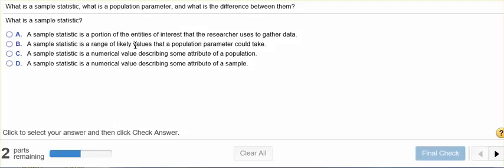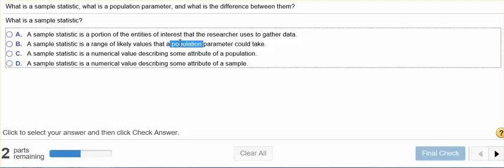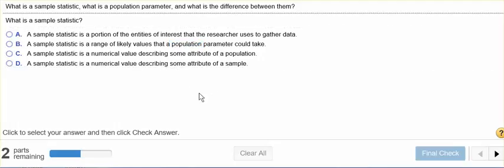Is it a portion of entities of interest that the researcher uses to gather data? Is it a range of likely values that a population parameter could take? And first of all, I'm going to eliminate this one because this talks about populations and we are talking about samples. So they're two different animals. So we know it's not going to be B. A sample statistic is a numerical value describing some attribute of a population. Again, it's not a population, so it couldn't be B or C.